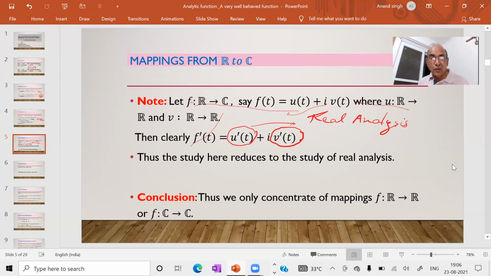That's it. So the conclusion is that we only concentrate on the mappings from R to R or C to C. And we observe that normally these are the two things that we study, the real analysis and the complex analysis. None of these two, and that's the reason.